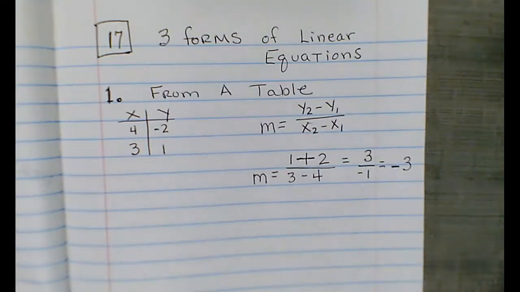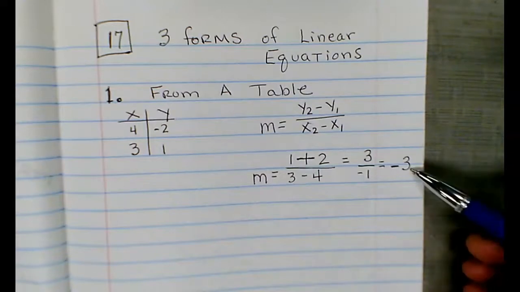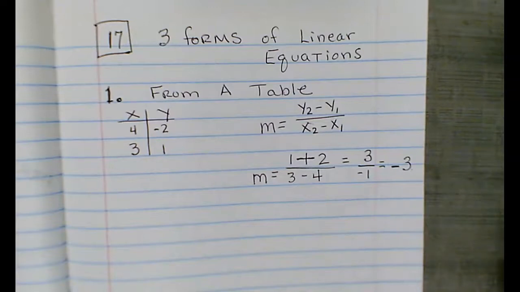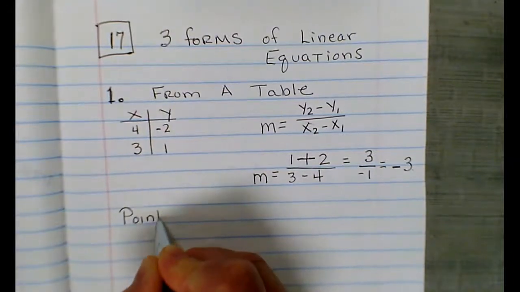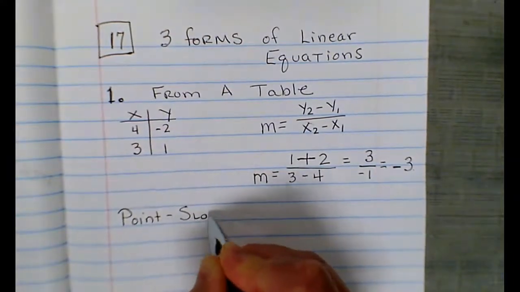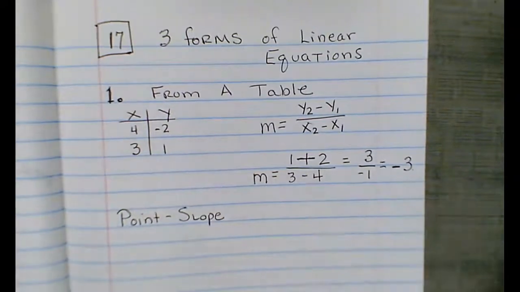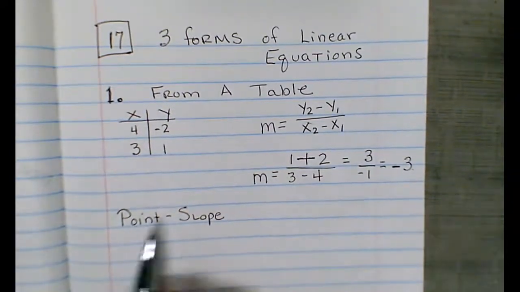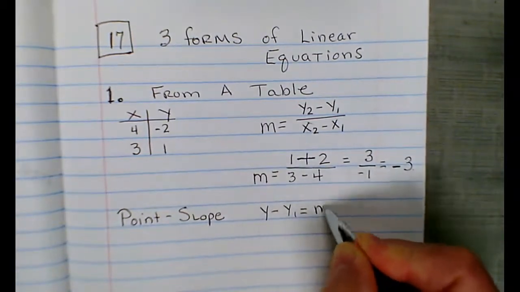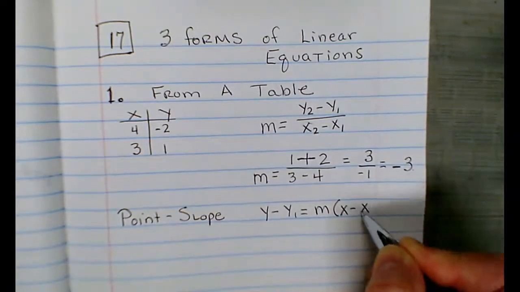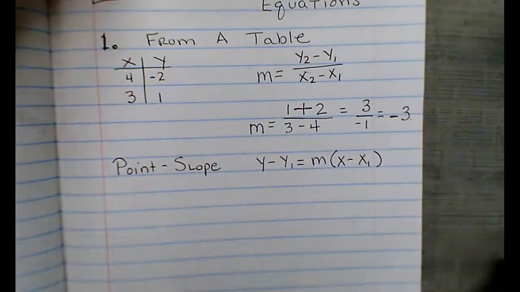Now, we're going to write the linear equation. Which form do you think it would be best to use? We have a slope, so we could do slope intercept, or point slope. Why would point slope be the best? We already have points. We already have a slope. So it would be better to use point slope form. That is point slope form.